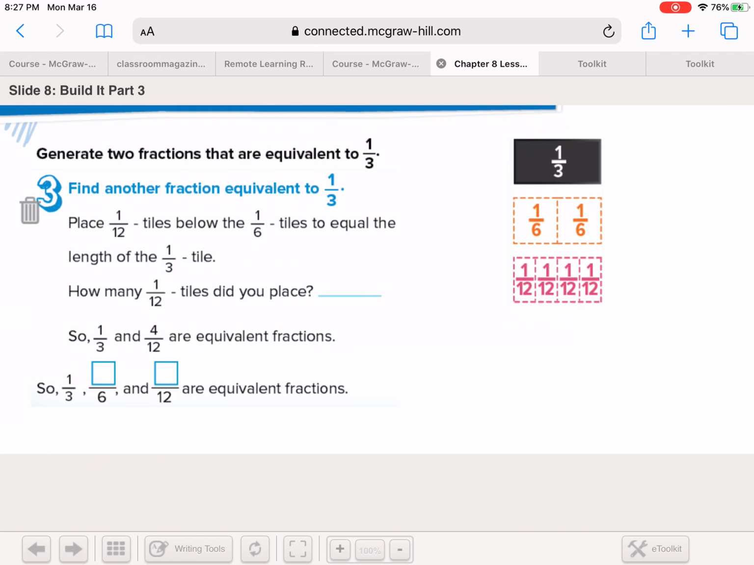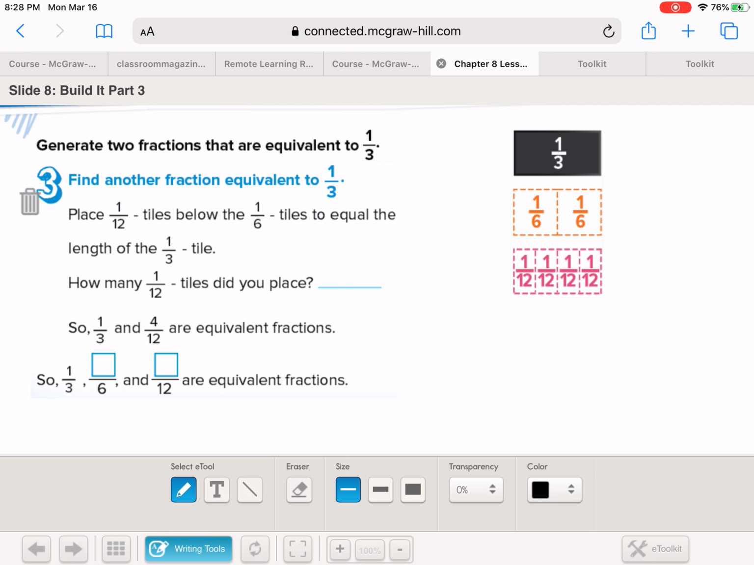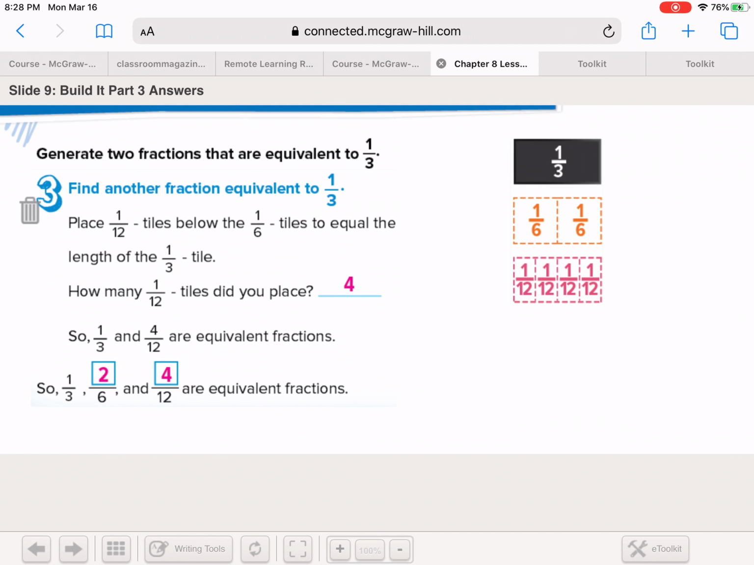We already did this because we're so ahead of the game. And it says, how many 1/12 did you place? We placed 4. So 1/3, 2/6, 4/12 are equivalent fractions. There we go. Everyone sees it.